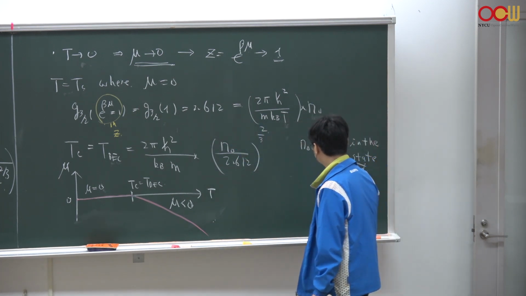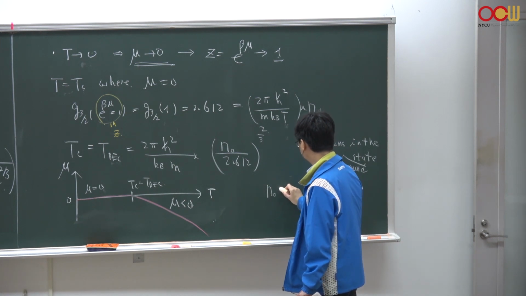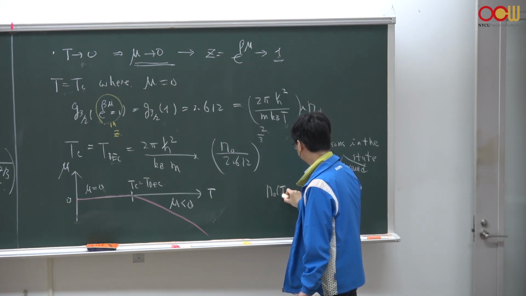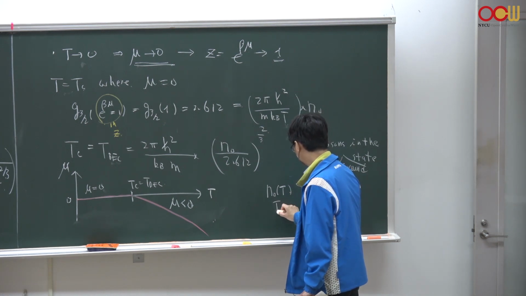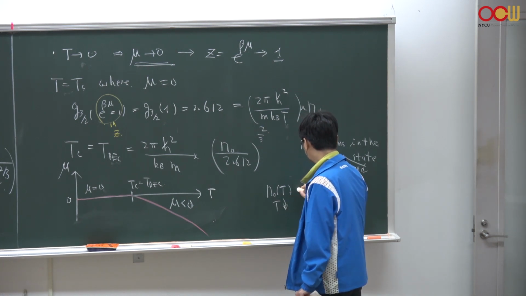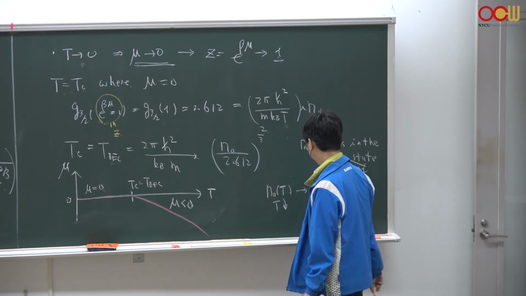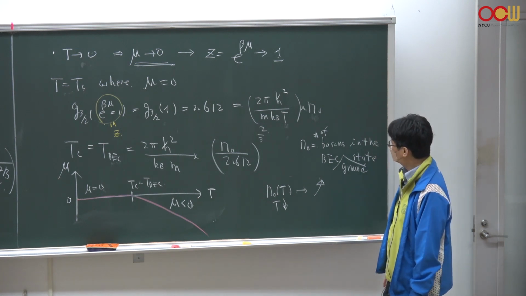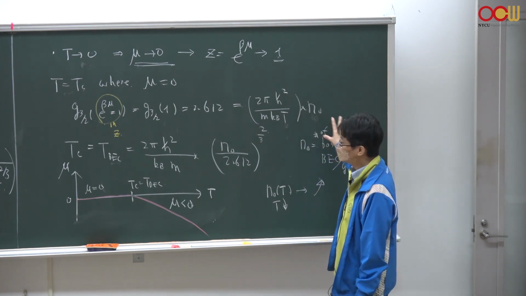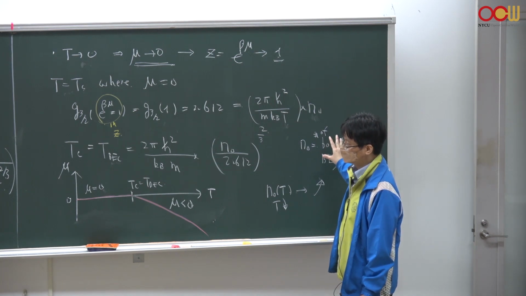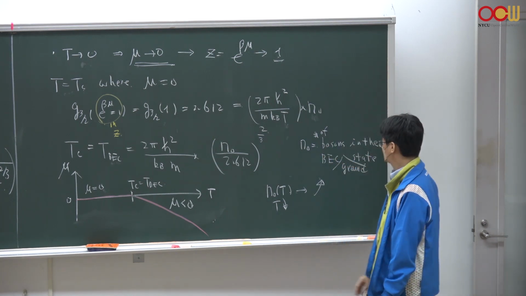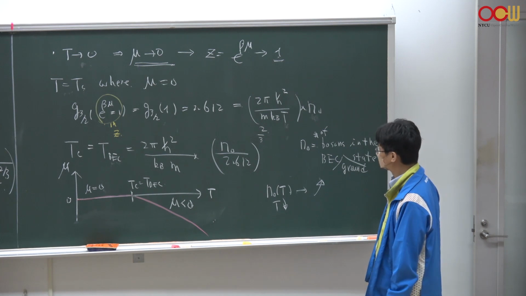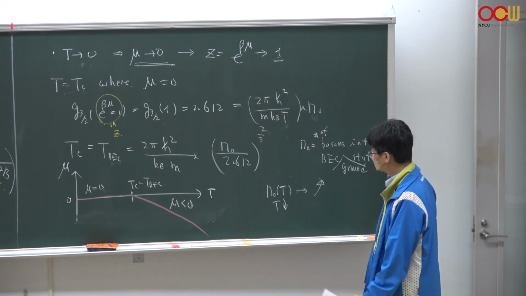Which means that N0 as a function of temperature, as the temperature is lowered, should actually increase, until all the bosons are condensed in the same ground state in the zero temperature limit.